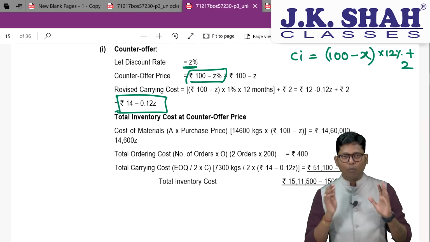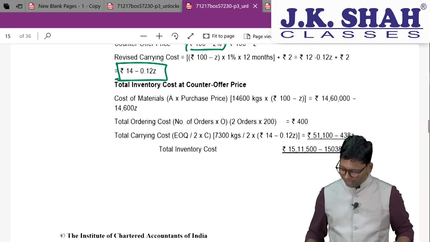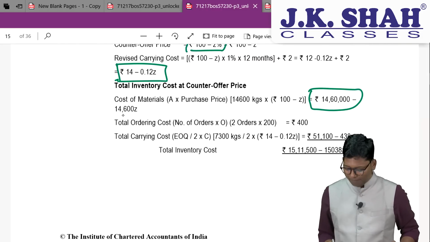Done? Now, once this is calculated, you need to calculate the total inventory cost. Inventory cost will be original inventory cost 14,60,000 minus discount.